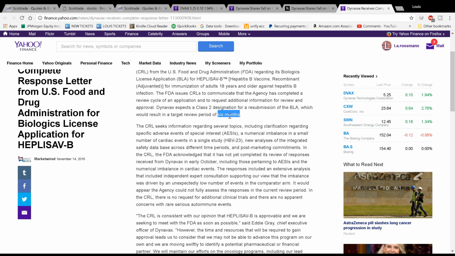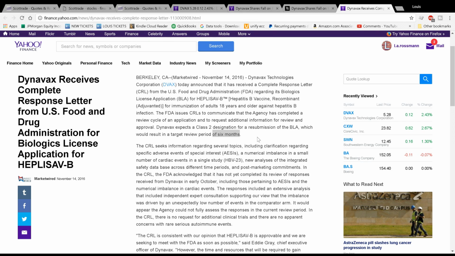This is the metric that I want you to be looking for. This is the information I want you to be looking for. With these companies, it's not always about revenue. It's about whether they can just continue to stay in existence. So now over here, you see it says target review period of 6 months.